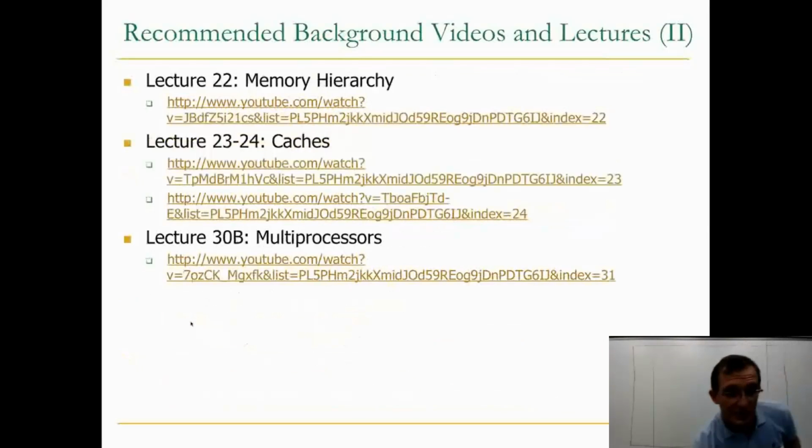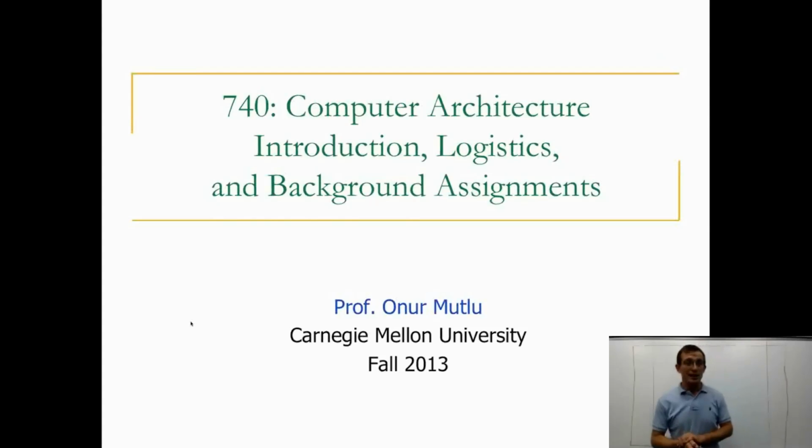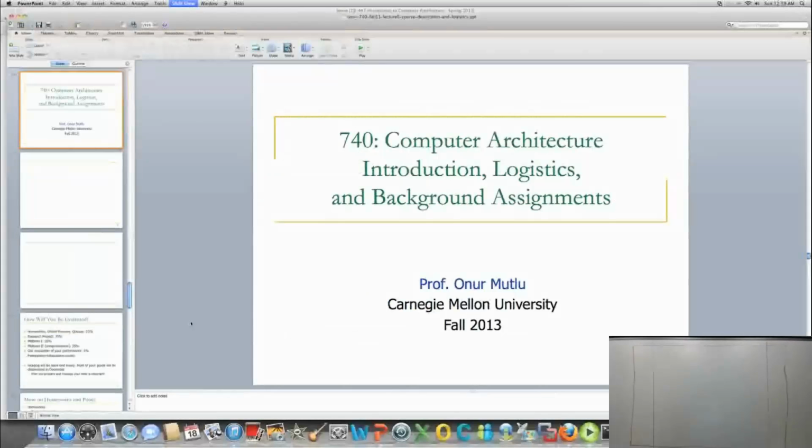Okay, and the last 3 lectures that I would recommend are on memory hierarchy, caches, and multiprocessors. Lecture 22 provides an introduction to the memory hierarchy. Lectures 23 and 24 talk about caches. Caches exploit locality in today's systems, and they're very important in computer architecture as well as software systems. Hopefully these lectures will brush up your knowledge on caches. Lecture 30B is on multiprocessors, and I would encourage you to watch it because some of what we will cover will be on multi-core systems and multiprocessors. Okay, that's the end.